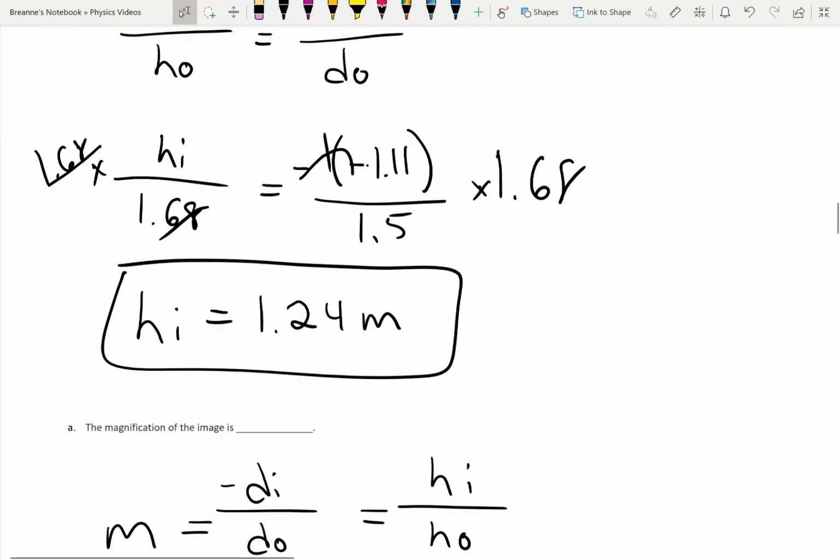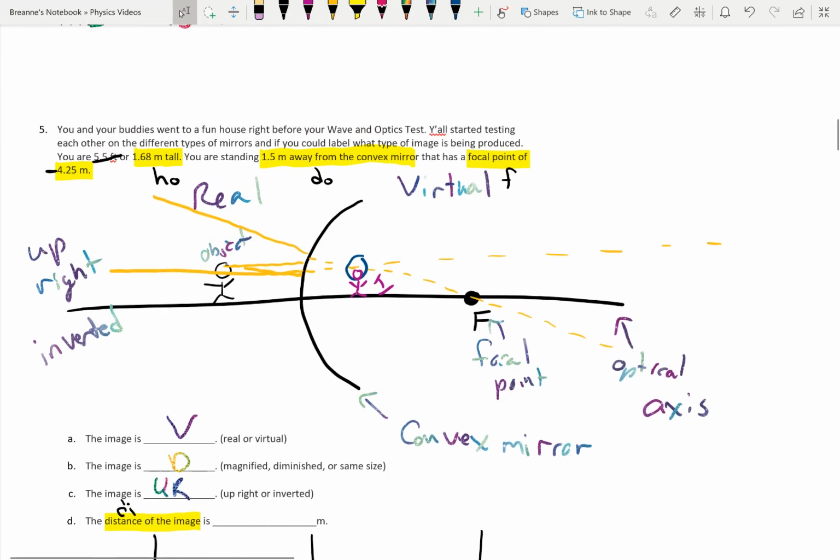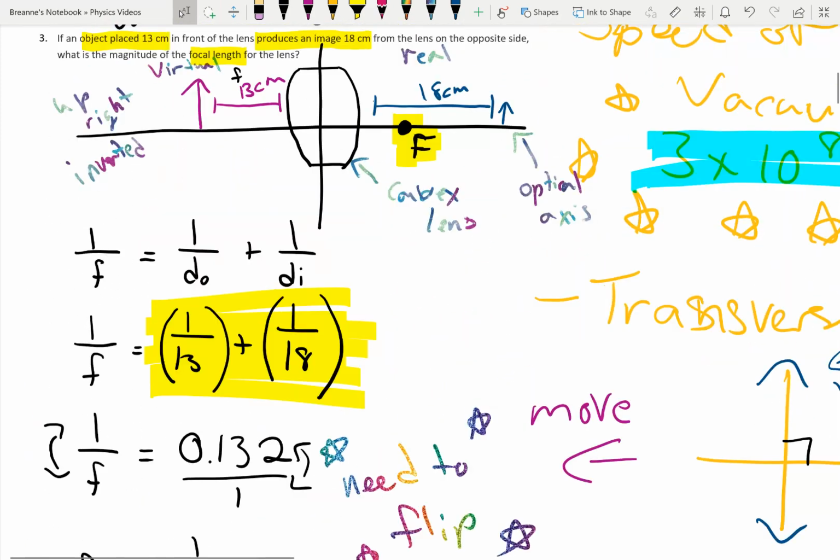You will be given your equations. But you need to know what all the letters mean, the variables mean. I would know my units.